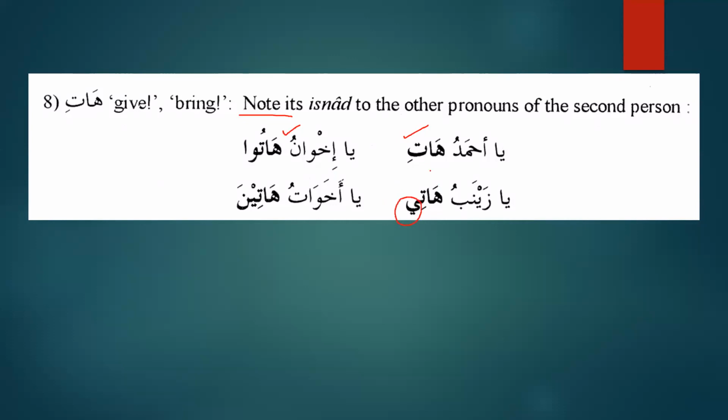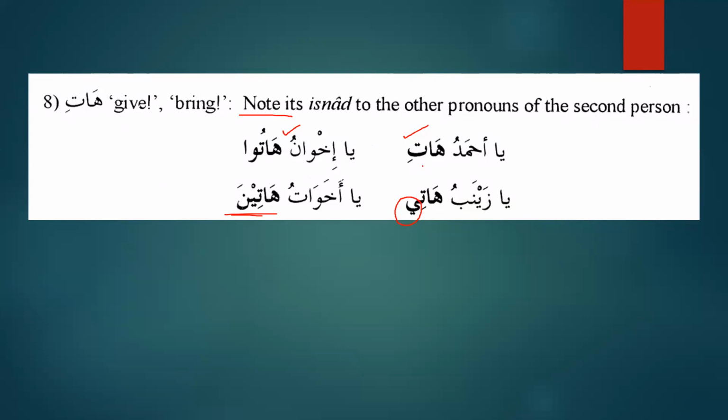And also, the difference between fi'l al-amr for masculine and feminine is different. And for akhawatu, we will say, Ya akhawatu, hatina. That means bring. So you say, Ya Ahmadu, hati al-kitaba. Ya ikhwanu, hatu al-kitaba. Ya Zainabu, hati al-kitaba. Wa ya akhawatu, hatina al-kitaba.